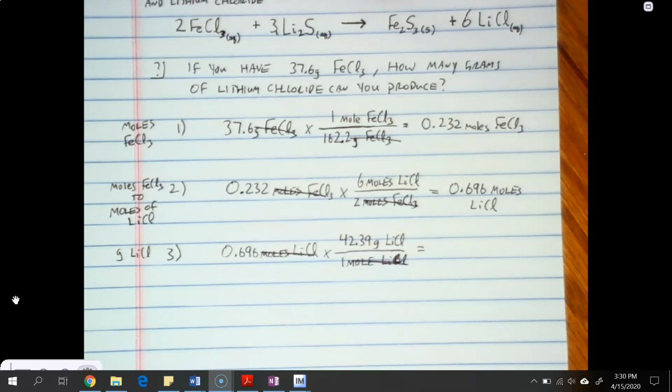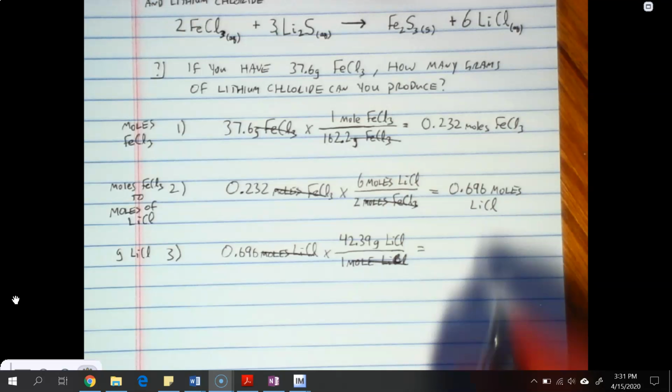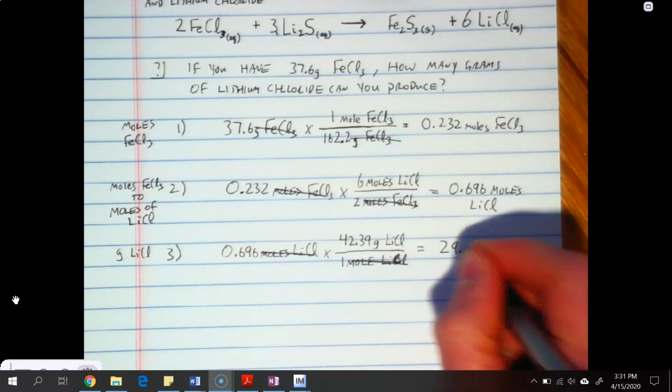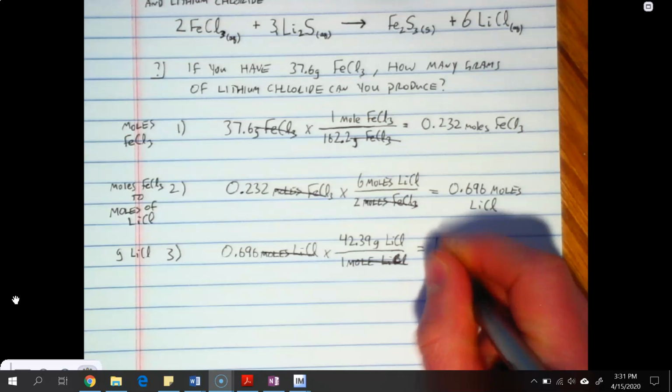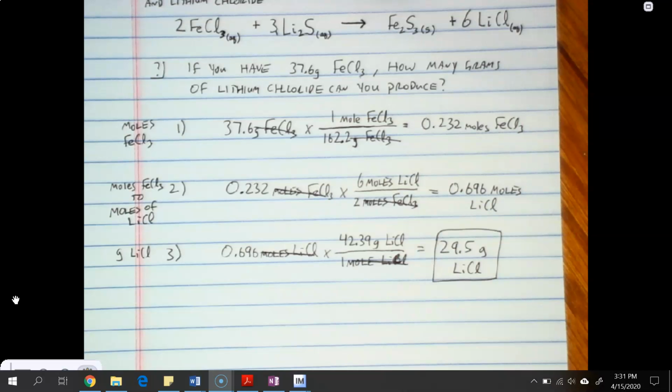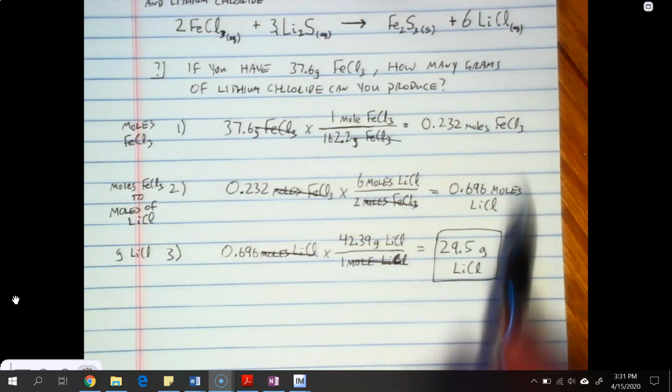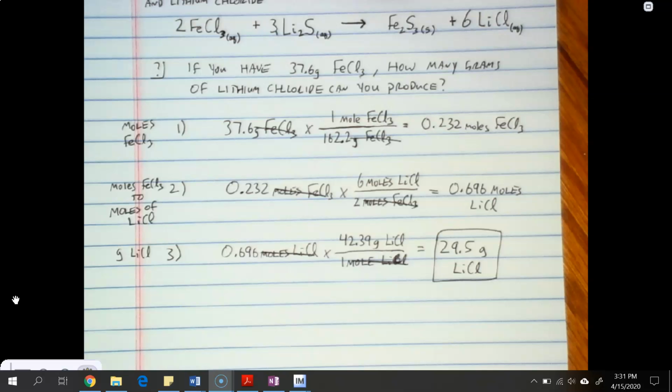Then when I do this math, 0.696 times 42.39, I should get 29.5 grams of lithium chloride. So there's our end answer. All right? Now that's great, but that took a long time. So what I'm going to do is try and give you a shortcut where you can eliminate a lot of this writing and a lot of that time and do this in just one line.